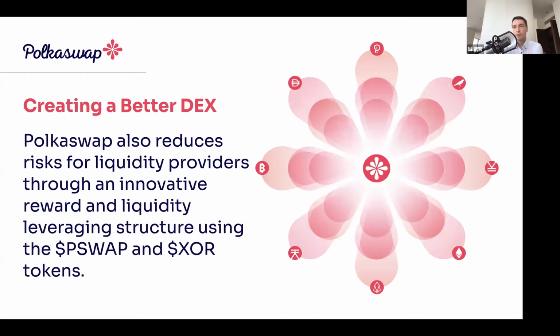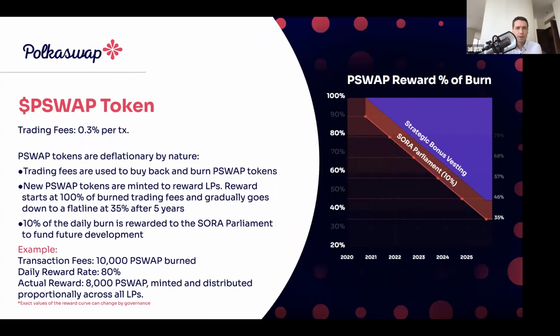And we've also done a lot of innovation with the tokenomics of SORA and PSwap tokens that I'll go into in a second. A couple more things about the PSwap token. It's a buyback and burn deflationary token. So every transaction fee, the 0.3% of each swap on the DEX goes to buy back PSwap tokens and then burn these. And then every day, these tokens are reminted and given to liquidity providers. But it's done in such a way that the percent of the remint of the tokens goes down as a percentage of the burned amount every day.